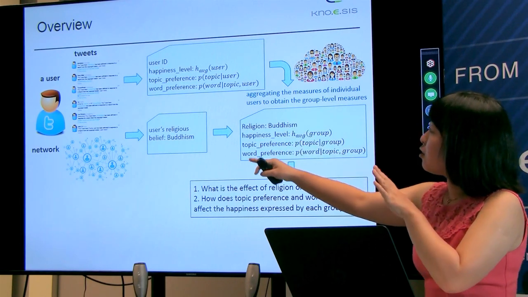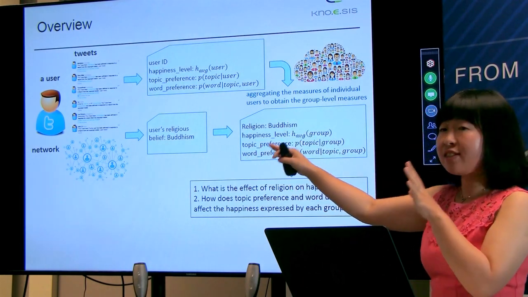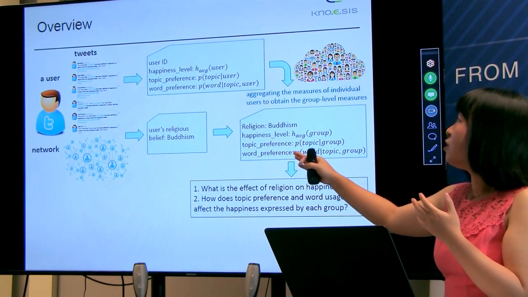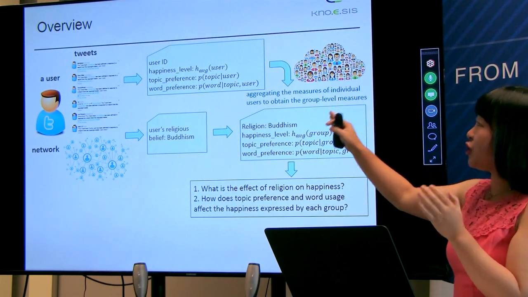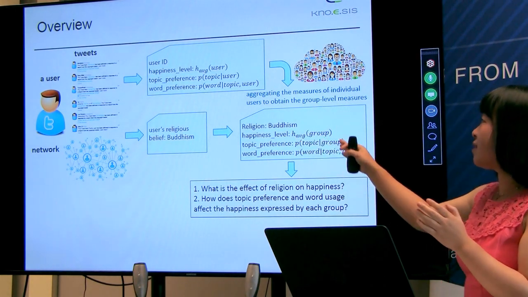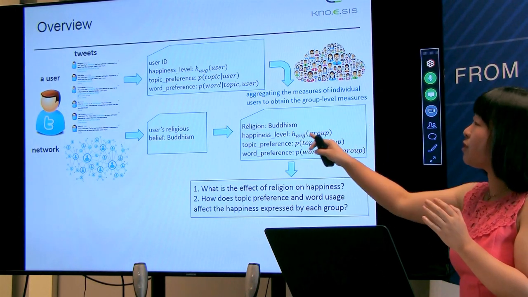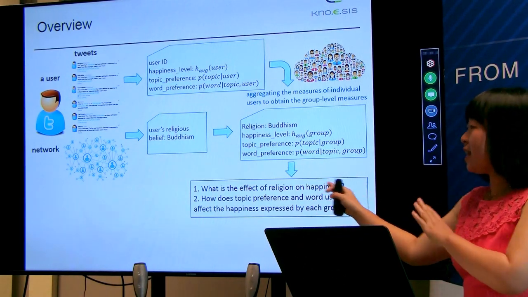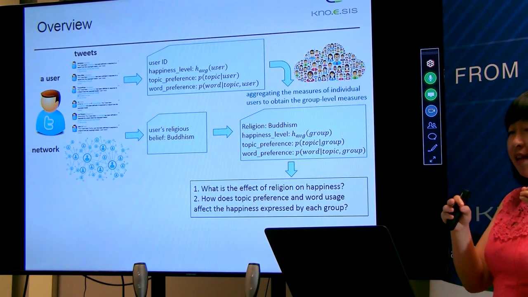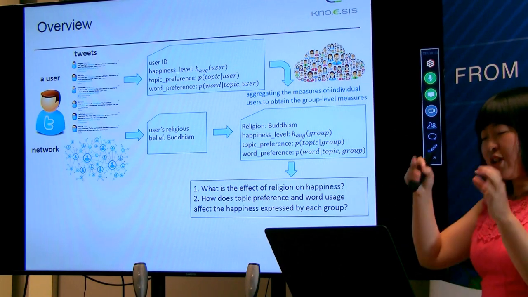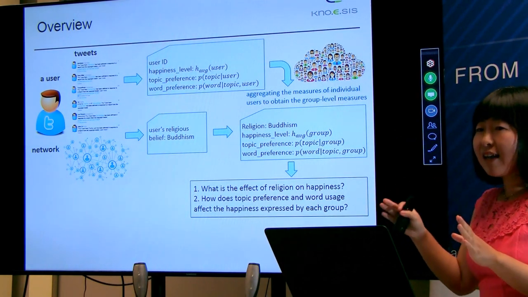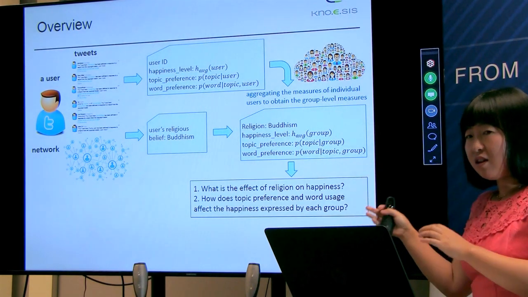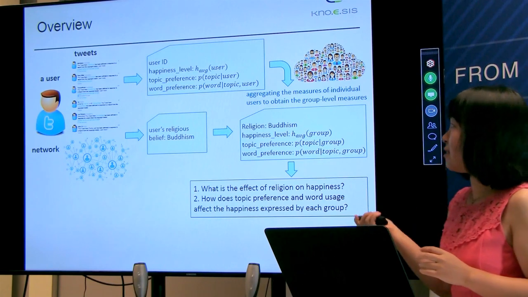And then from the user side, we identify the user's self-reported religious beliefs. Like for this user, that is Buddhism. And then we aggregate measures of each individual user to get group-level measures. Like for the Buddhists, we get the happiness level, topic preference, and the word preference. And then we study the effect of religion on happiness, and also how the topic preference and word usage of each group affect the happiness expressed in tweets.